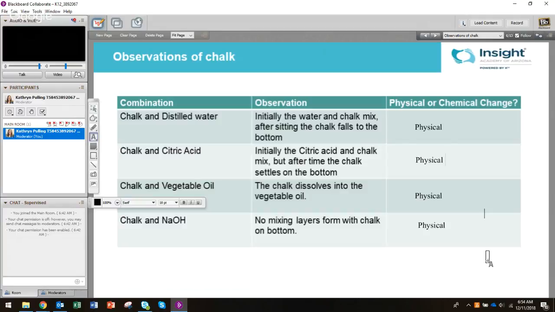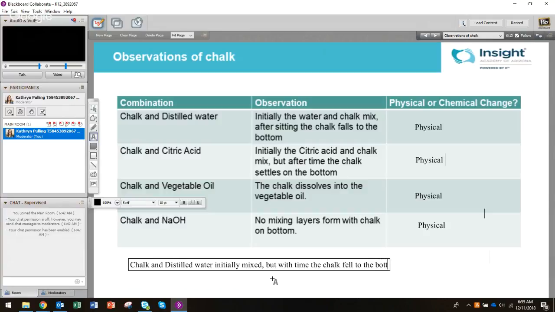And this is what I want from you as far as questions 1 and 2. All right, and you can even combine questions 1 and 2. You can make one big giant table that has all 24 like this, or you can have 24 sentences. All right, you could sit there and say chalk and distilled water initially mixed, but with time the chalk fell to the bottom. This was a physical change.